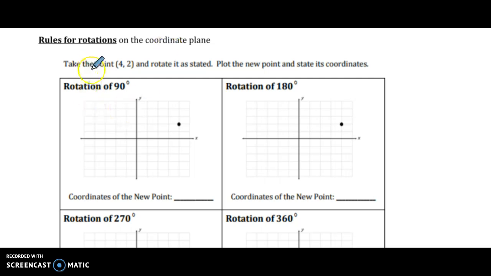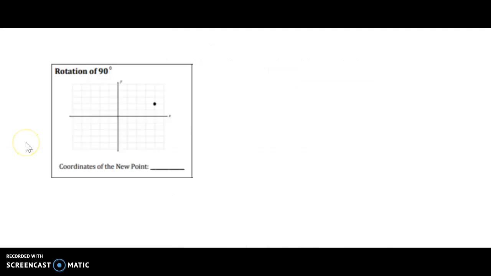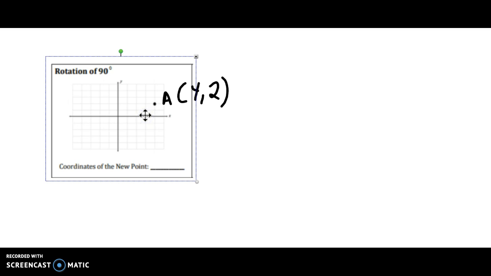Okay. So we're going to take the point 4, 2, which is the same on all 4 of these examples, and rotate it as stated. Since all of these degree numbers are positive, we know we are going counterclockwise. Okay, so let's say that I have my grid with my point on it. Let's call this point A. And we know that this is 4, 2. And I consider that this is my piece of paper here, right? So we know that the corner of the paper is 90 degrees, so I'm going to rotate my paper.